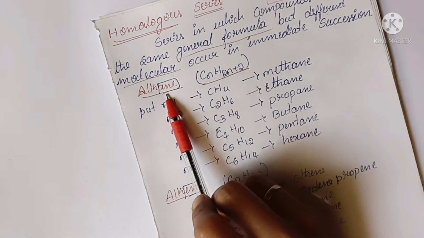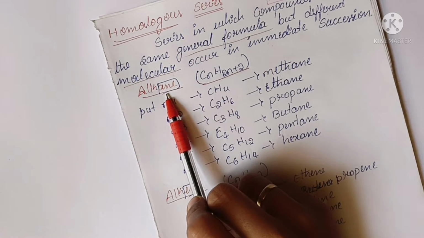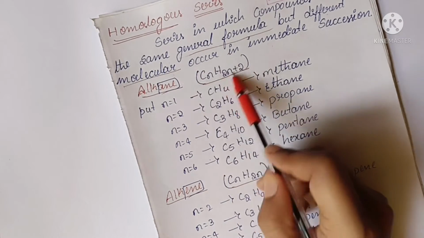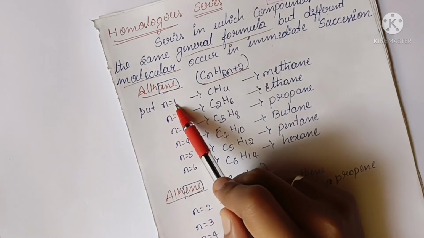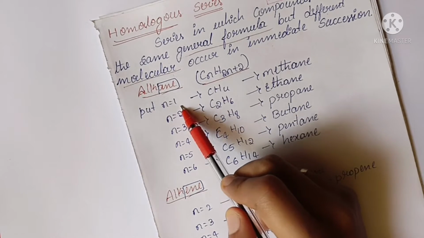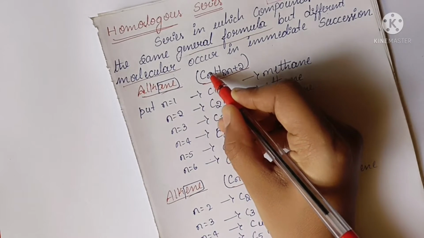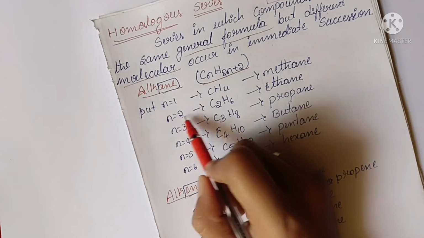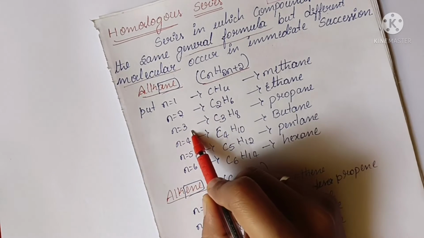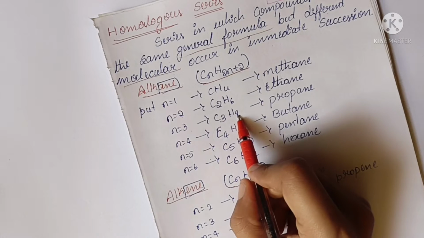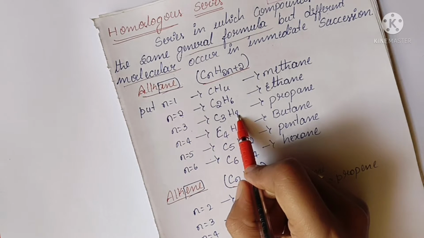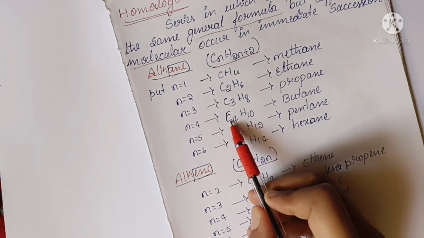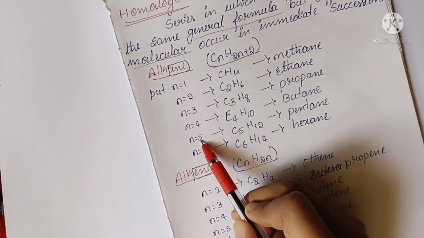Have a look at the alkane. What is the formula of the alkane? CnH2n+2. For this formula I am going to substitute n equals 1, and I will get C1H4. If I substitute n equals 2, I get C2H6. For n equals 3, C3H8. Just substitute yourself and confirm for yourself. If you do, then only you will get perfection. Next, n equals 4 gives C4H10, and n equals 5 gives C5H12.